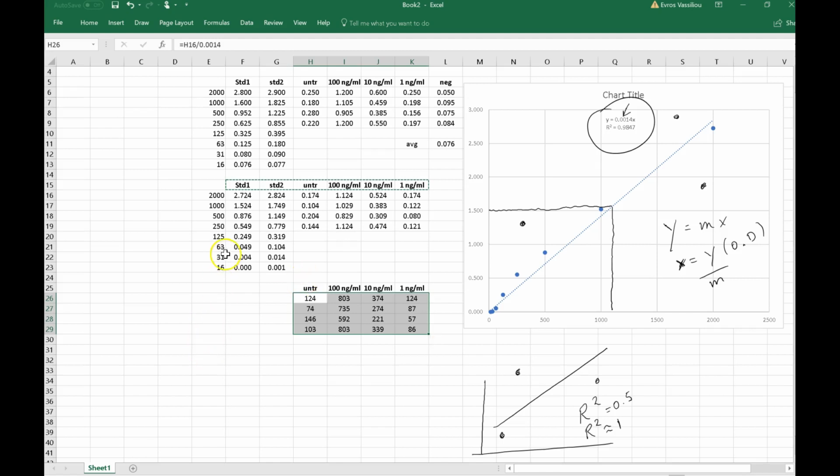And if you look at your standard at around 31 picograms, basically you're down to 0. You're 0.004. That shows you the capability of your ELISA system. I mean, not to underestimate the thing. We're talking about picograms here. It's very, very sensitive. But obviously it's not sensitive down to 1 picogram.